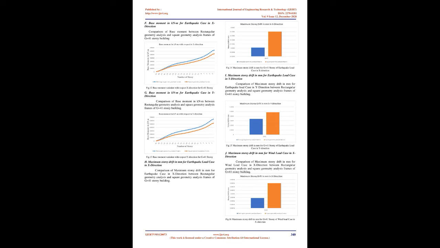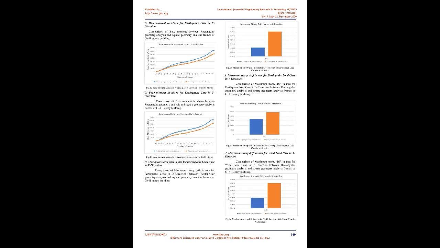G. Base moment in kN for earthquake case in Y direction. Comparison of base moment in kN between rectangular geometry analysis and square geometry analysis frames of G plus 41 story building. H. Maximum story drift in mm for earthquake load case in X direction. Comparison of maximum story drift in mm for earthquake case in X direction between rectangular geometry analysis and square geometry analysis frames of G plus 41 story building.